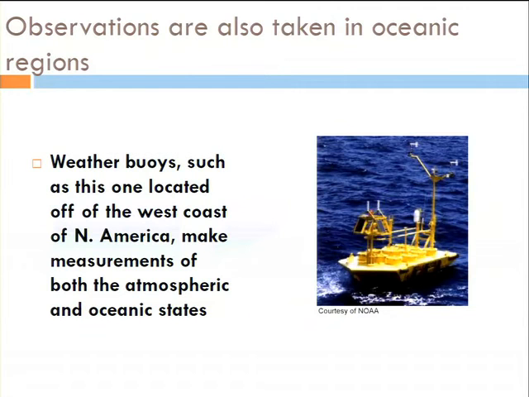Now, we also take measurements over the oceans and buoys, right? And so when we have a buoy, not only are we taking measurements of temperature and pressure and dew point, we're also taking measurements of waves, wave speed, currents, wave heights, and ocean temperature as well. Okay, so we also have a series of ocean buoys.